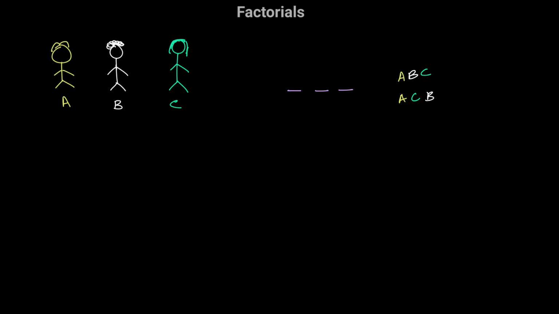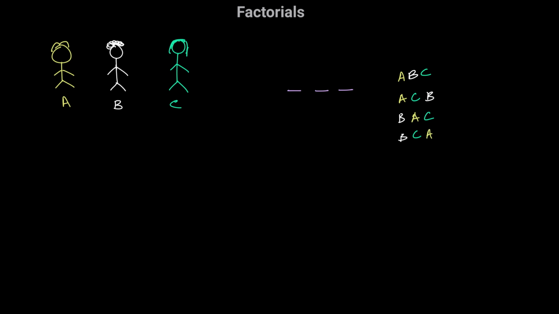Now of course we can also start with B in the leftmost position. And now B can be paired with either A or C in the middle position. So if we start with B, then we can either have A or we can have C in the middle position. Now if we have A in the middle, then obviously we're left with C at the end. And if we have C in the middle, then we're just left with A at the end.